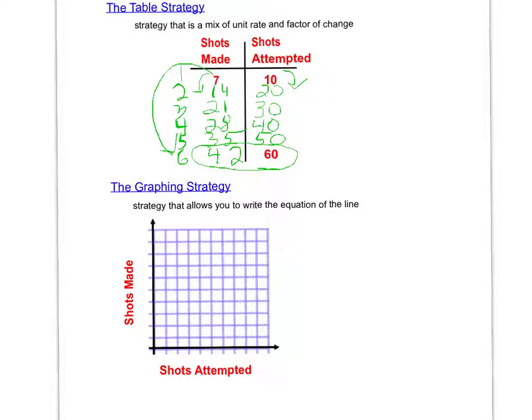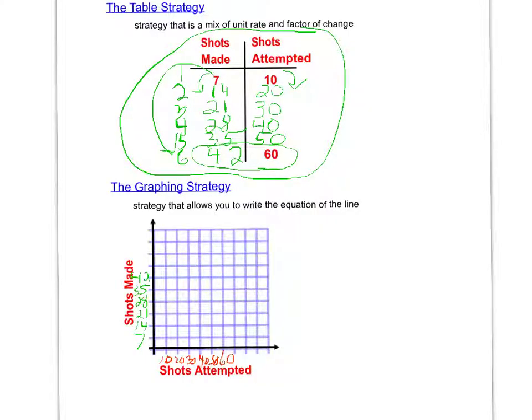But what I like about this approach is it's visual, and if the numbers are not too high, you can always work your way up to your desired answer. Now the graphing strategy has a benefit because after you graph, it will allow you to write the equation. You'll be able to look at the line and determine what the slope is and the y-intercept, which we learned in the other chapter, and you'll be able to write an equation that you can use to find out any value.